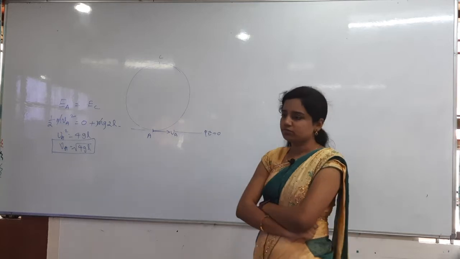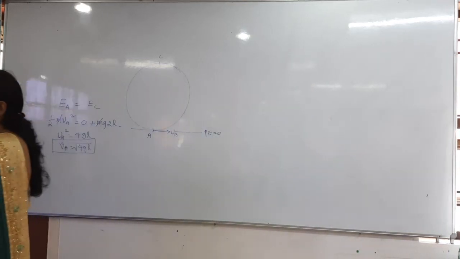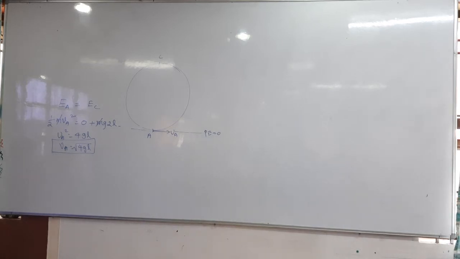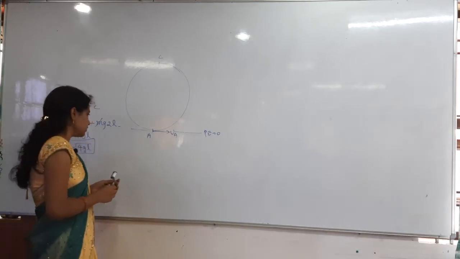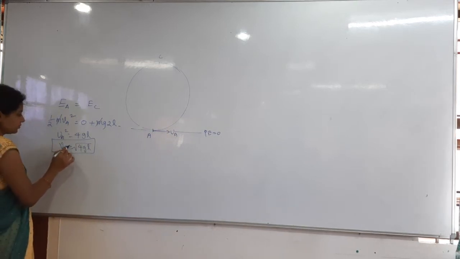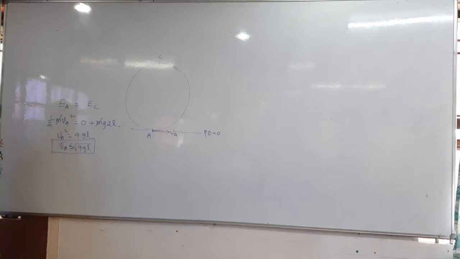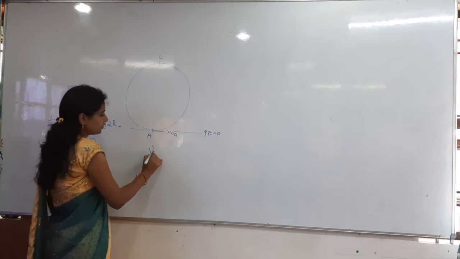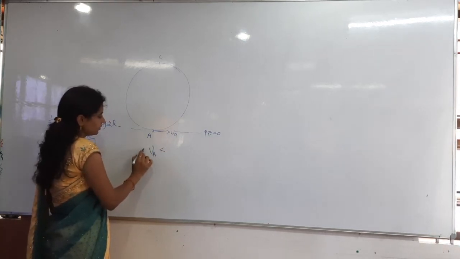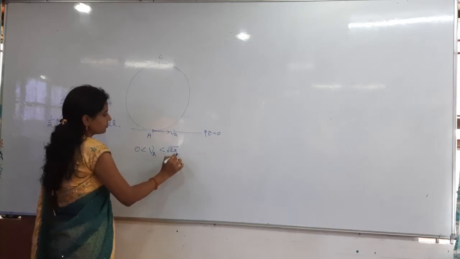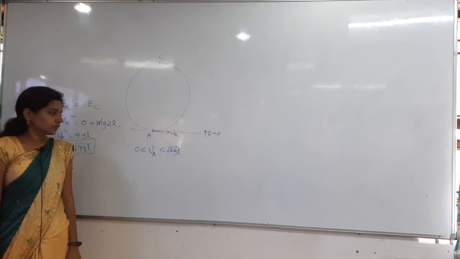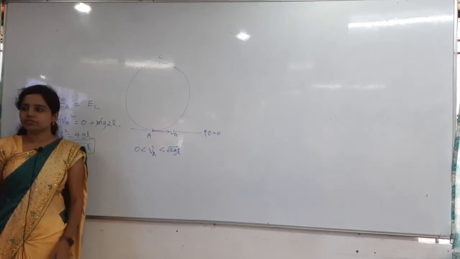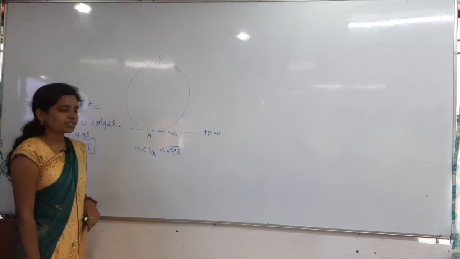To oscillate the particle between A, B and D, the required velocity at A is 0 less than VA less than root 2 GL.